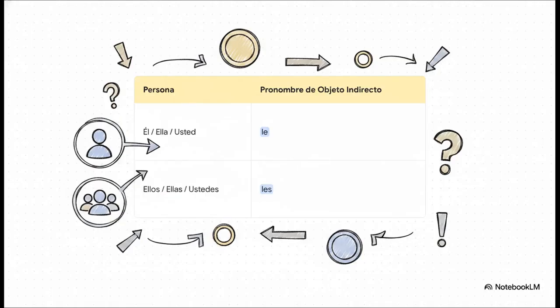And just like with direct objects, we have pronouns for these too. And for the third person, it's actually even simpler. You just use le for a single person, to him, to her, or to you formal, and les for more than one person. And here's a nice little bonus. These don't change for gender, which makes our lives a little bit easier.